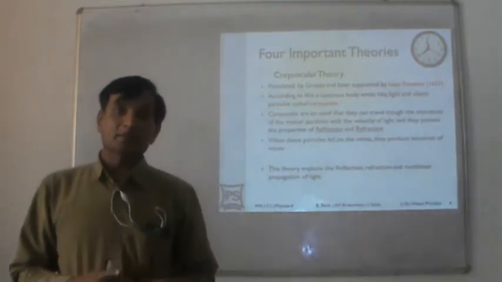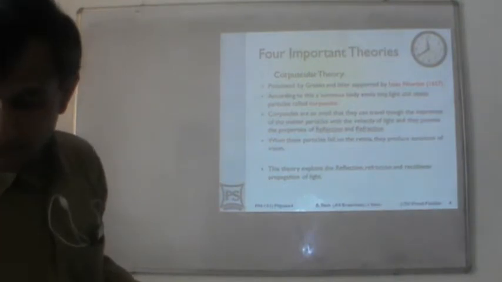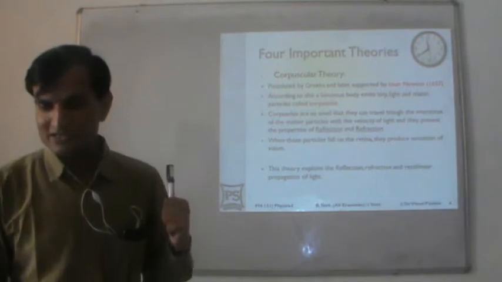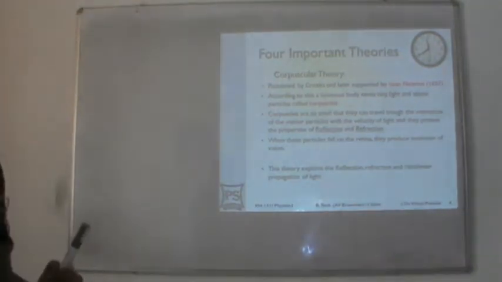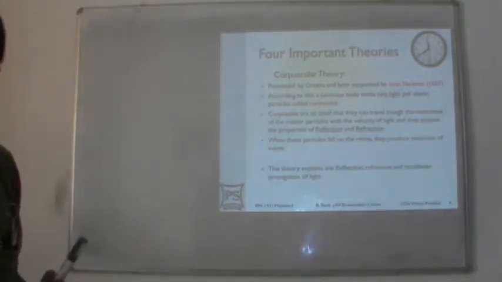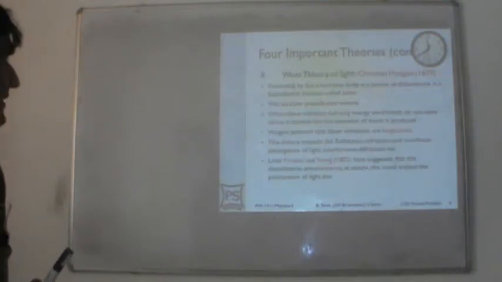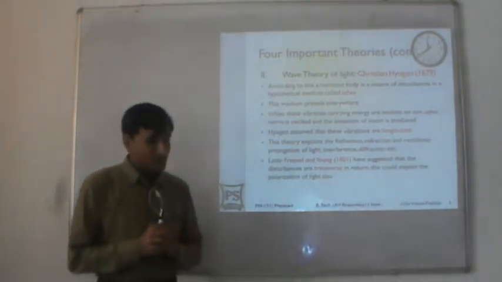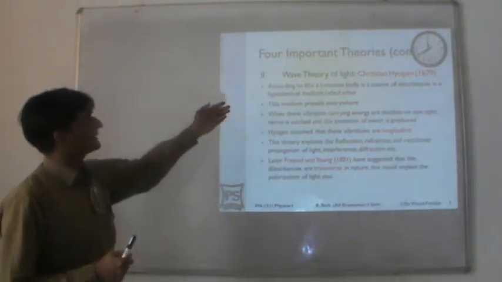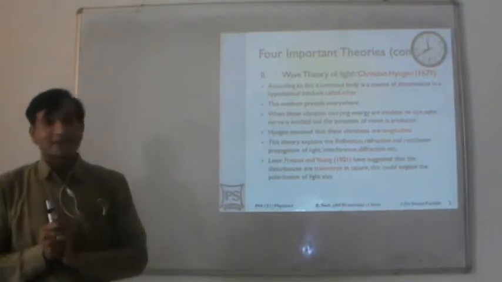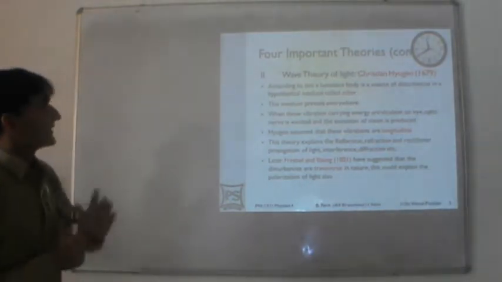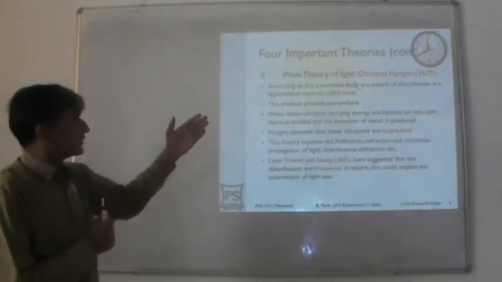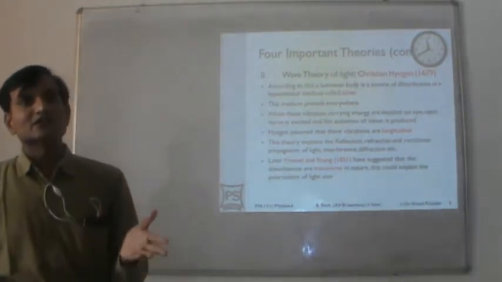Now when I say rectilinear propagation, it means there were evidences available that the light travels in a straight line. So based on this theory, we can prove that the light travels in a straight line. So this is the first one. The second theory is wave theory of light. Now in this theory, we assume that the light behaves like a wave, and the theory is due to Christian Huygens in 1679.